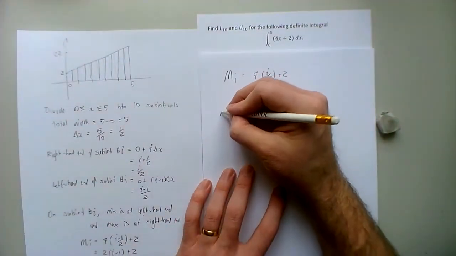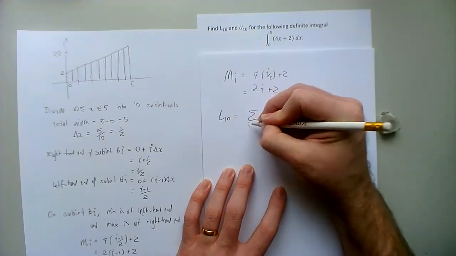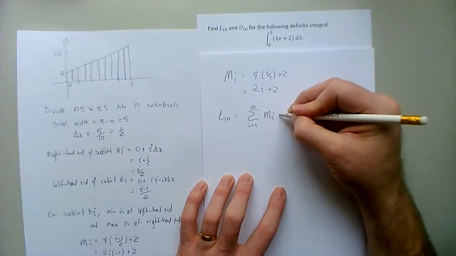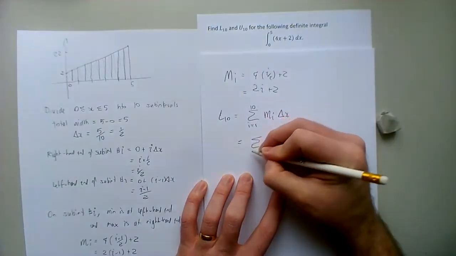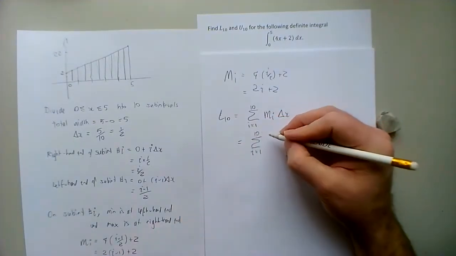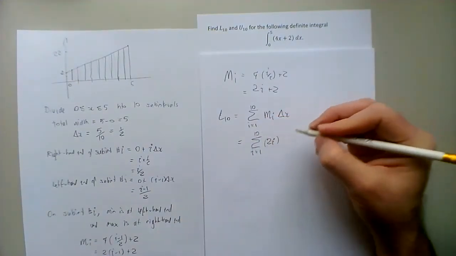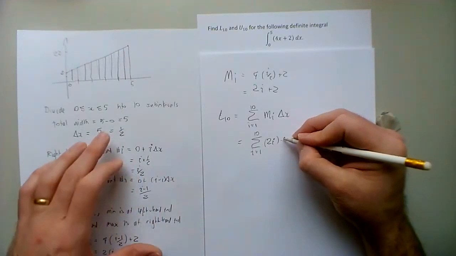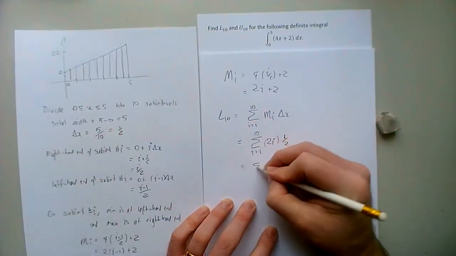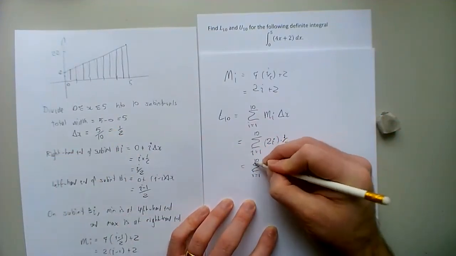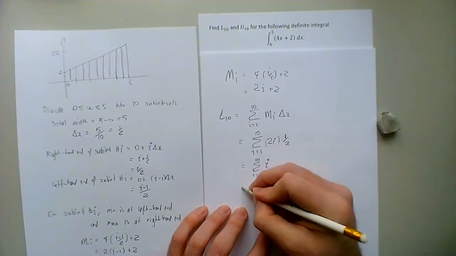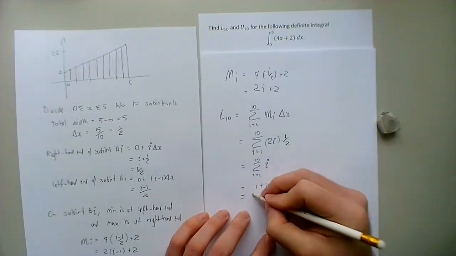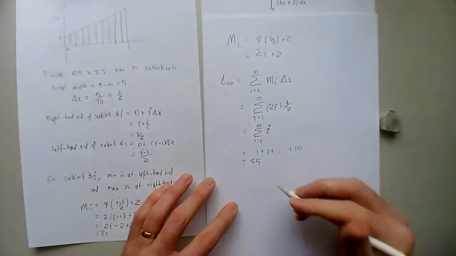Okay, so L10 is going to be the sum from i equals 1 to 10, they're the intervals, of little m_i times delta x, which would be the sum from i equals 1 to 10 of 2i times 1/2, because that's the delta x, which is the sum from i equals 1 to 10 of just i. Okay, so that'd be 1 plus 2 plus all the way up to plus 10. And I happen to know the answer to that. That's 45.